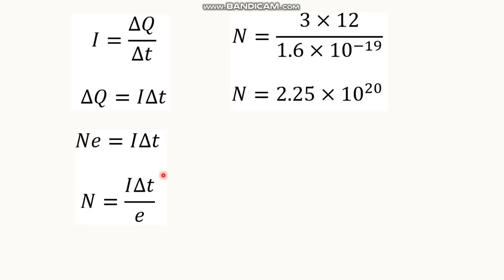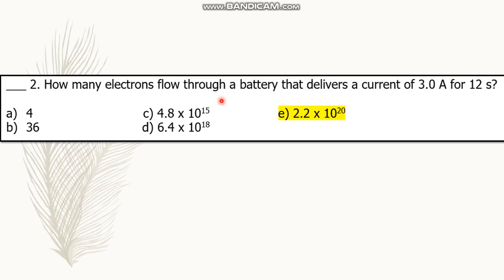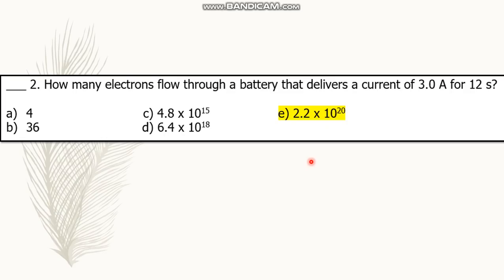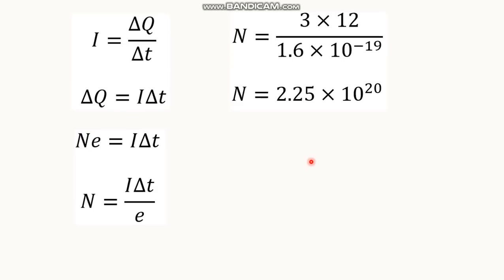If we substitute all the values, we have I equal to 3, the time 12, and e equal to 1.6 times 10 to the negative 19. Then we get the total number of charges: 2.25 times 10 to the 20, or approximately 2.2 times 10 to the 20. Therefore, the answer for number 2 is letter E.